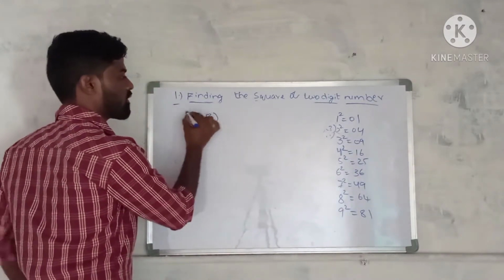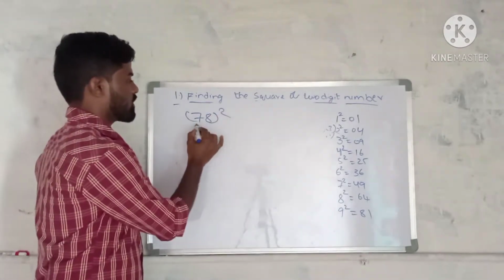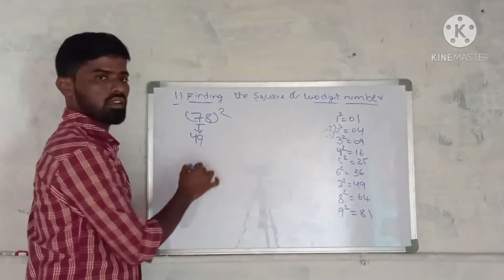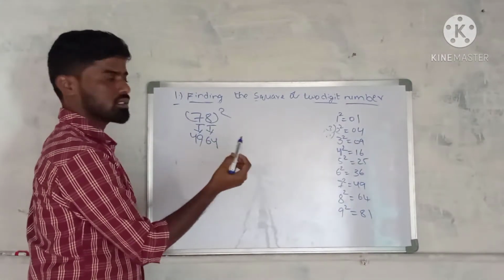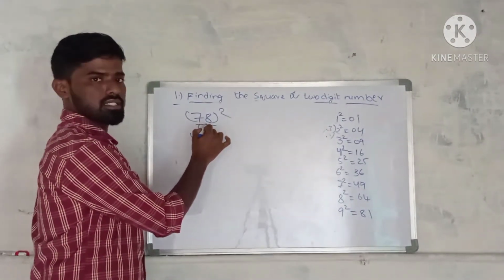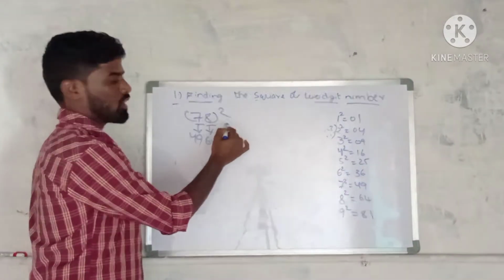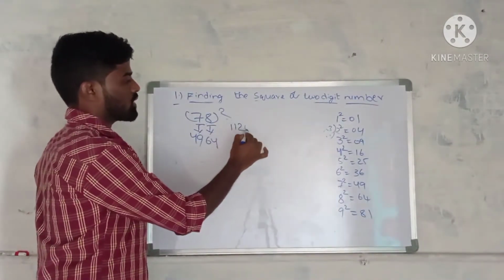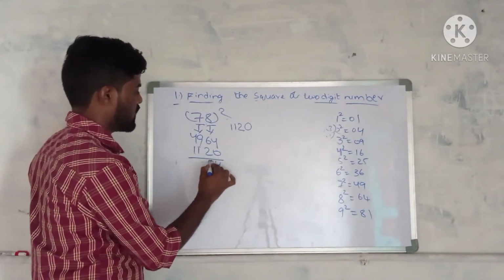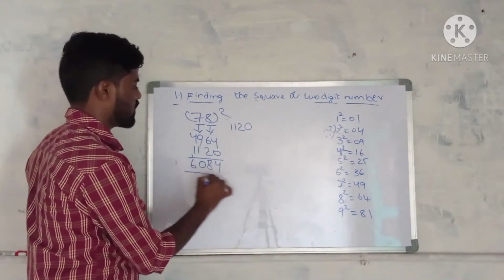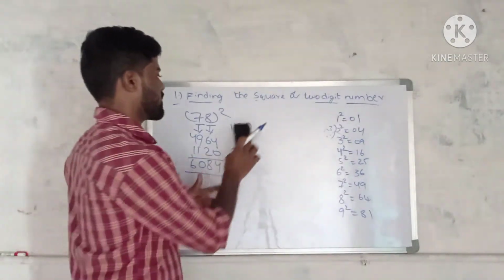78 square. 7 square 49, 8 square 64. Next step is 7 into 8, 56, 56 into 2, 112. Keep 0 at the end. The answer is 6084. One more example.